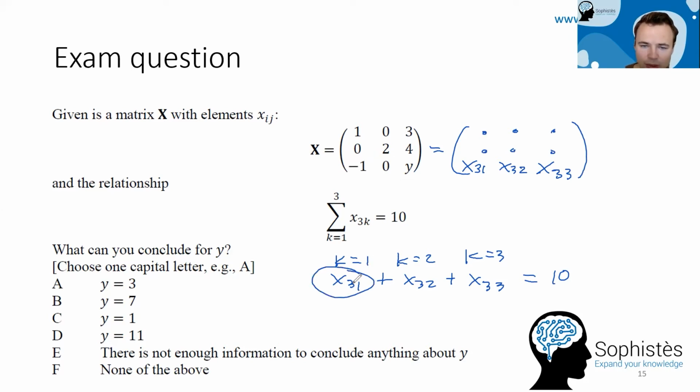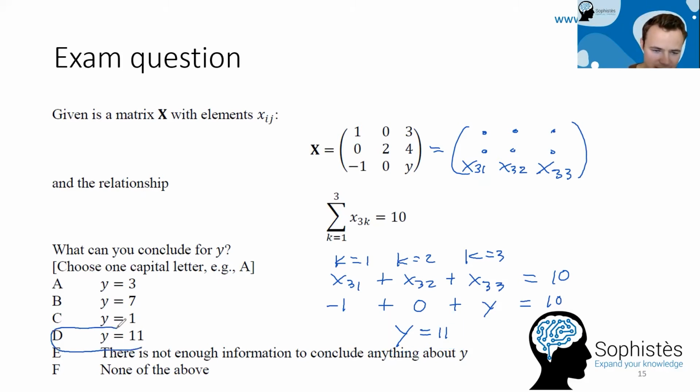So we know that the x31 is the -1. We know that the x32 is 0. And the x33, that's the y, right? So I have -1 plus 0 plus y is 10. And that means that if I bring this -1 to the right side, I get a y of 11. So the correct answer here is answer D. Y is 11 is the correct answer.